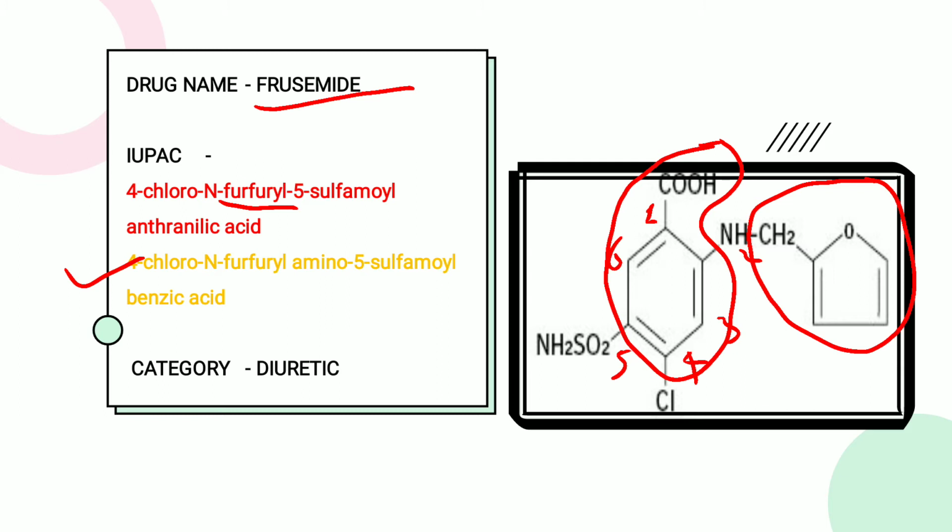For the first chemical name: 4-chloro and furfuryl amino. So this is the furfuryl group and it includes the amino. Next 5-sulfamoyl as it is, and the last is benzoic acid. There are two types of chemical name, in which the first has benzoic acid as the parent nucleus, and in the second anthranilic acid is the parent nucleus.